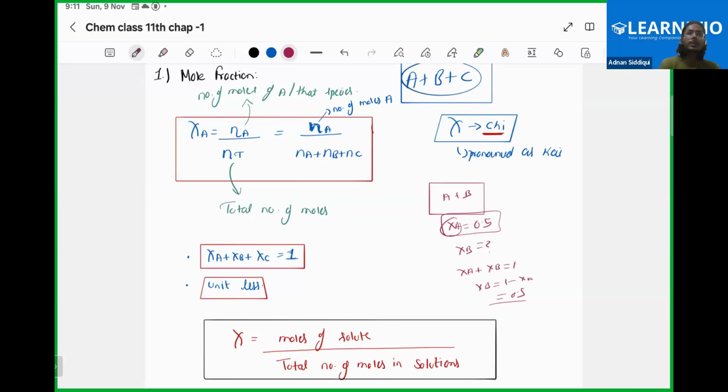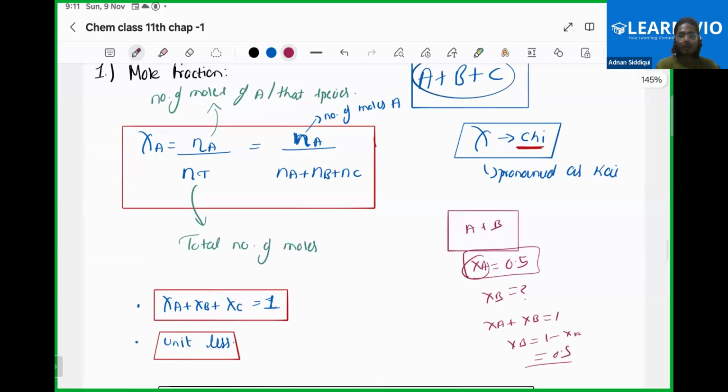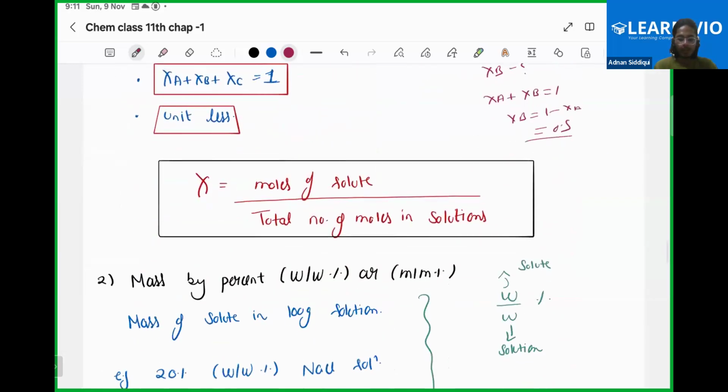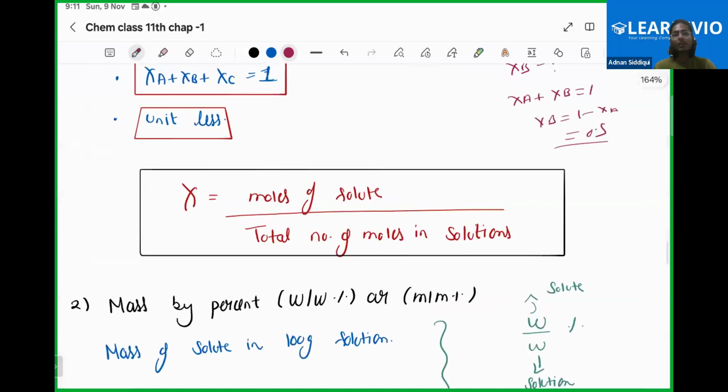You said for the latter one the shortcut is this, but you can also find that with the help of this formula, but it will take a lot more time than this one. Okay, good. And the simple formula is moles of solute divided by total number of moles in solution, right?